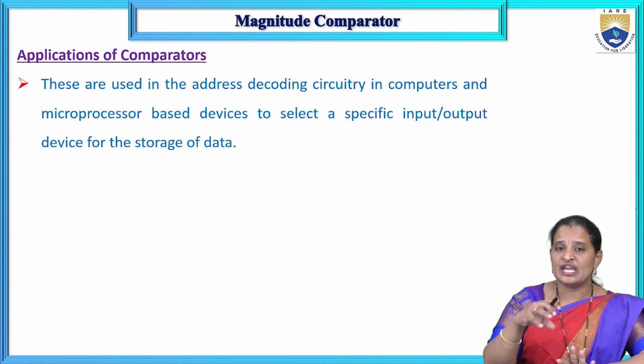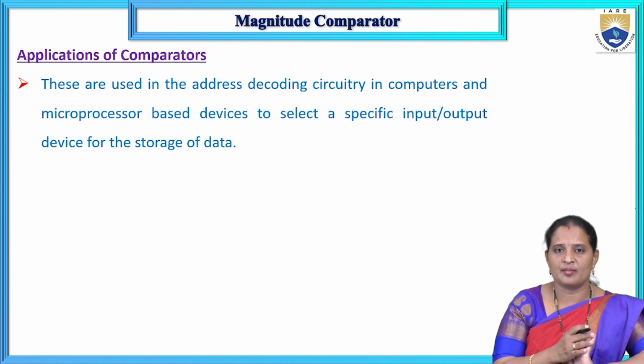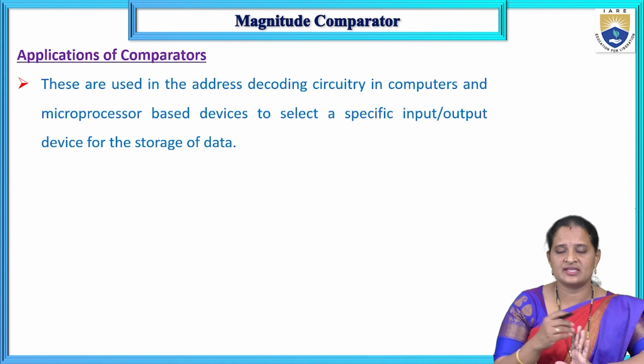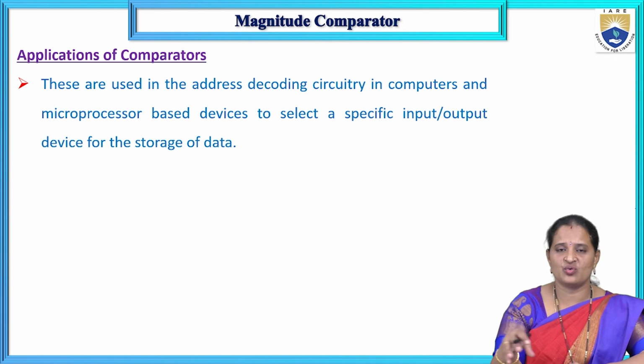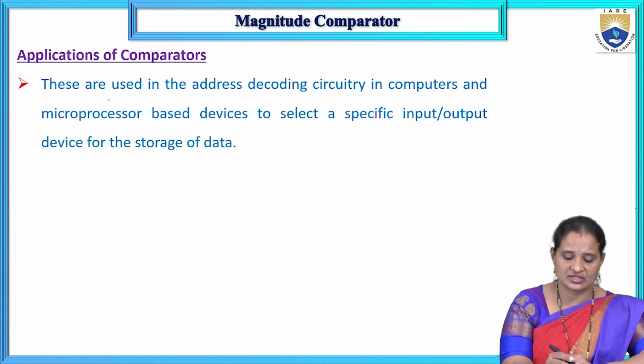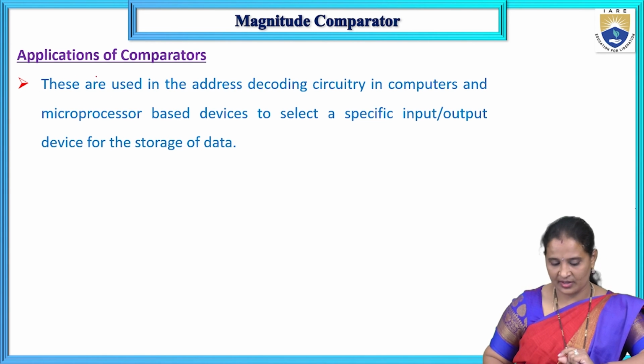That means whenever you are dealing with a computer, we have some input devices and some output devices. Each device will have its own address. To select a specific device, we need to decode the address. For that address decoding purpose, which can be done in computer or microprocessor circuitry, we use this comparator.